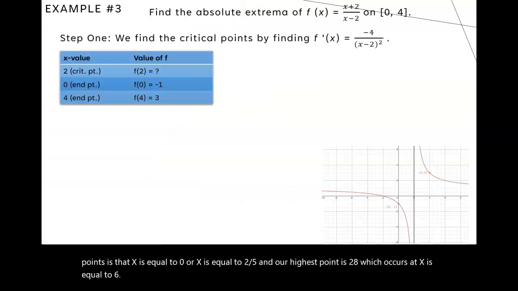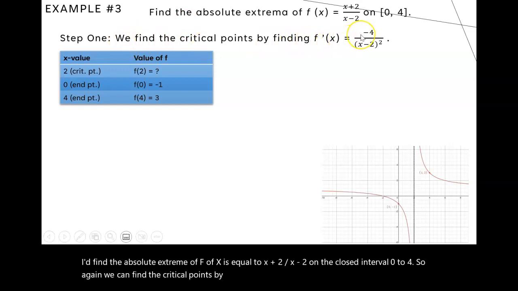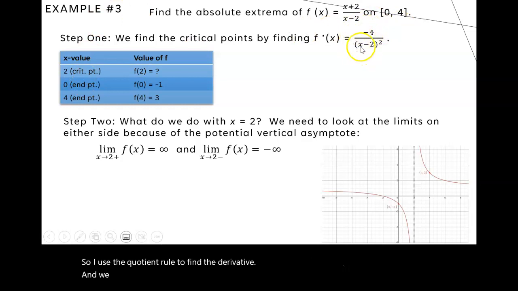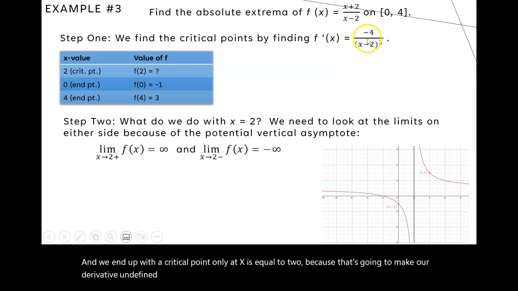All right, find the absolute extrema of f of x is equal to (x + 2) over (x - 2) on the closed interval 0 to 4. So again, we can find the critical points by finding f prime of x, which is -4 over (x - 2) squared. I use the quotient rule to find the derivative. And we end up with a critical point only at x is equal to 2 because that's going to make our derivative undefined. Notice there's no point that would make this whole statement equal to 0.